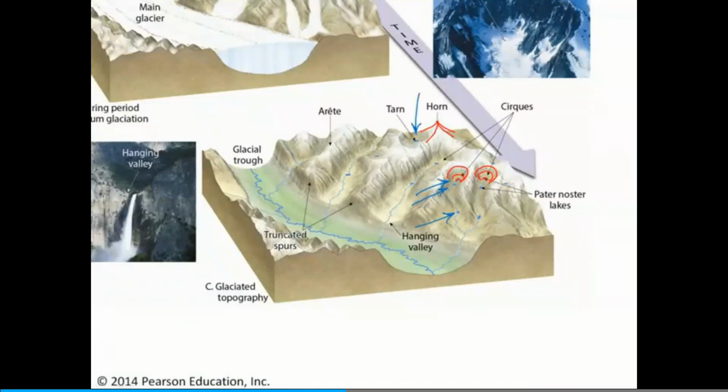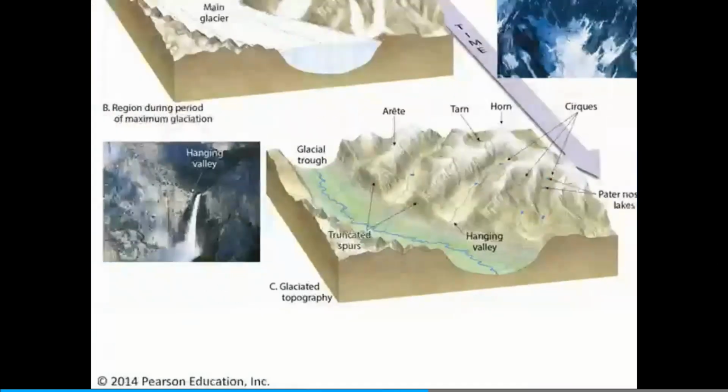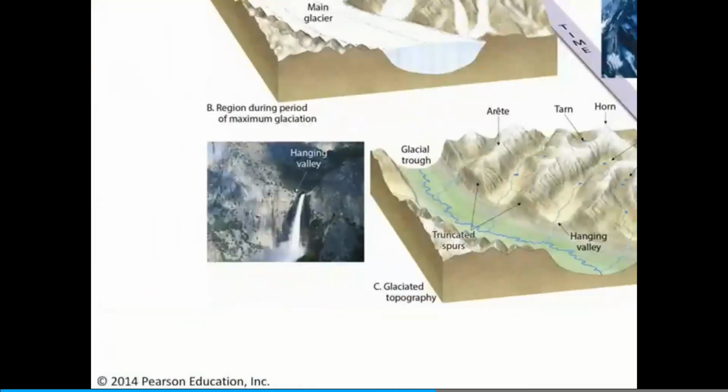And then, of course, there's the main glacial valleys themselves, which are U-shaped. The intersection of those U-shapes can produce the knife-edge ridges known as arêtes, and where the arêtes abruptly truncate against the main glacial trough, you see truncated spurs. Let's take a look at what happens where a river flows out of a hanging valley and into the main glacial trough. That ends up frequently producing spectacular waterfalls, like this one here in Yosemite National Park.